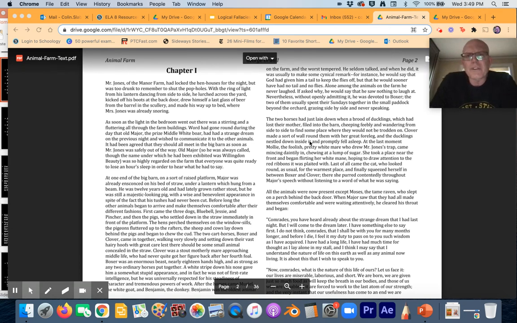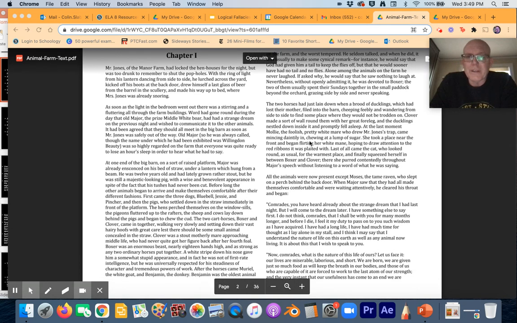The two horses had just lain down when a brood of ducklings, which had lost their mother, filed into the barn, cheeping feebly and wandering from side to side to find some place where they would not be trodden on. Clover made a sort of wall around them with her great foreleg, and the ducklings nestled down inside it and promptly fell asleep. At the last moment, Molly, the foolish, pretty white mare who drew Mr. Jones's trap, came mincing daintily in, chewing at a lump of sugar.